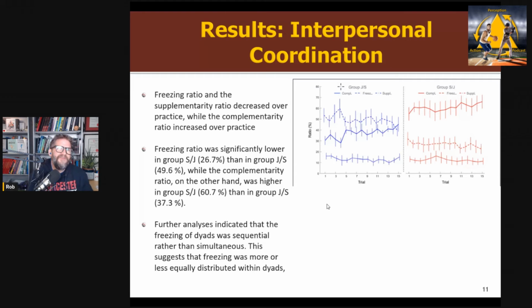What they found was essentially the freezing showed evidence of kind of a system, right? So people were freezing sequentially. One person would stop moving, the other would move. When the other person would stop, the other would move. So they were working together by freezing at certain times, right? So they weren't just freezing on an individual level. That's important.